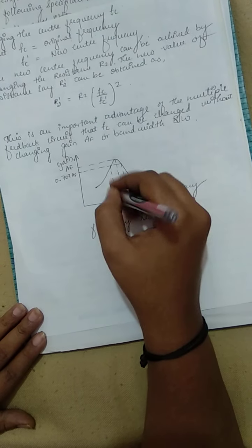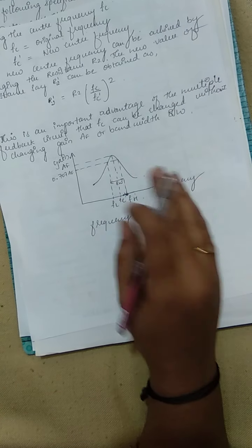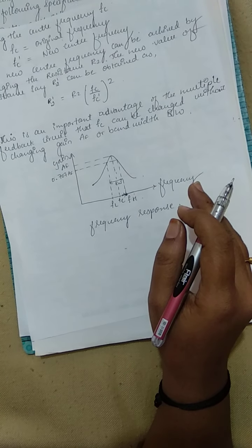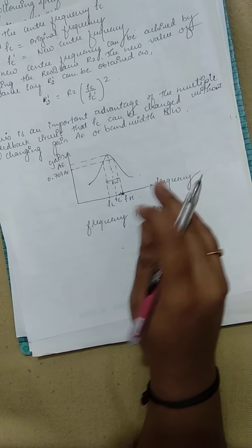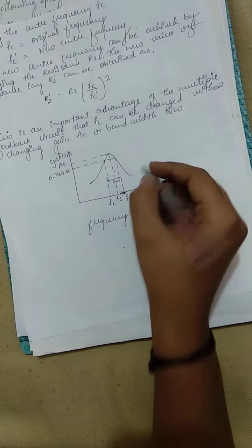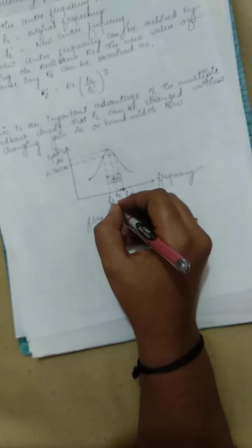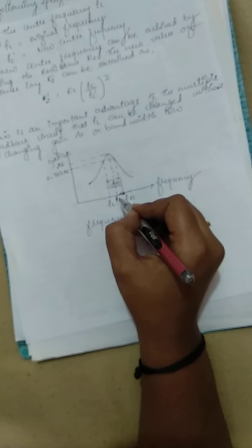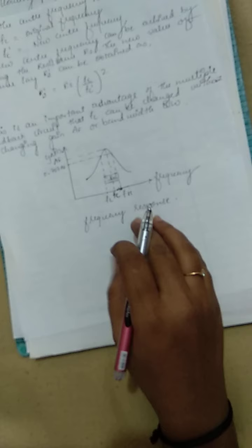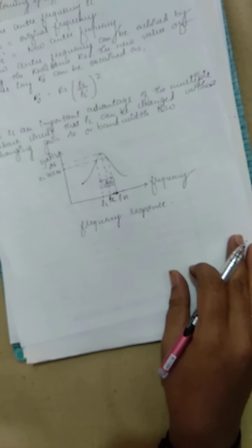So this is the frequency response of the narrow band pass filter. As we have said, the quality factor is greater than 10. The higher the value of Q, the narrower the pass band and bandwidth. So this is FL, this is FH, and this is FC. This is the frequency response of the narrow band pass filter.